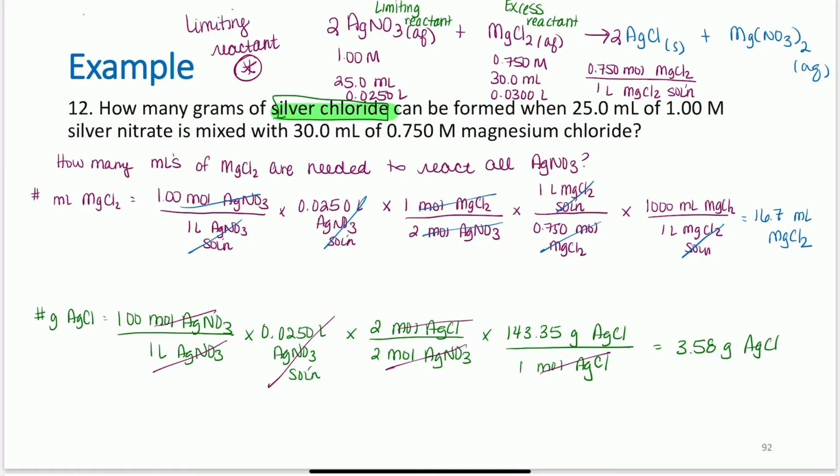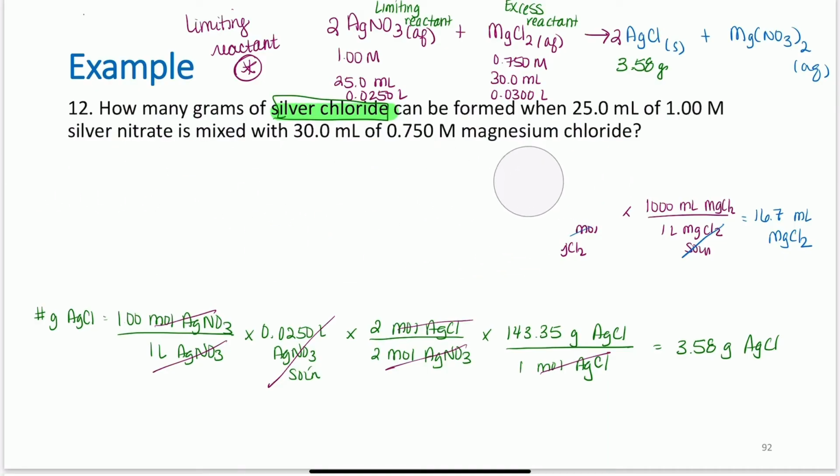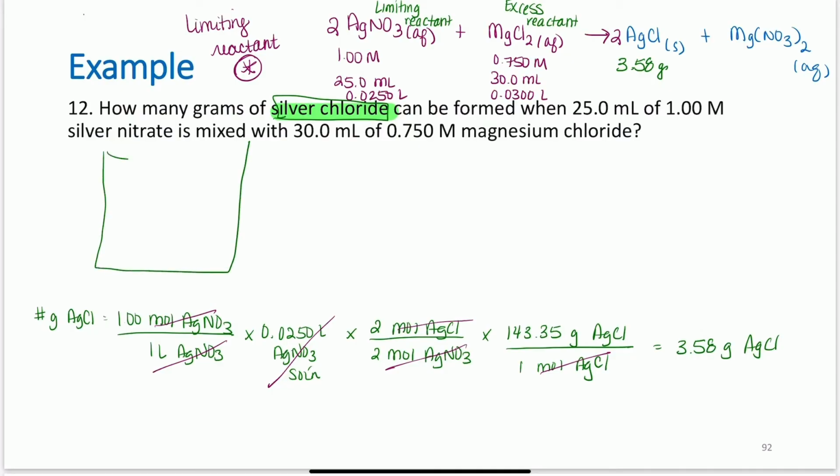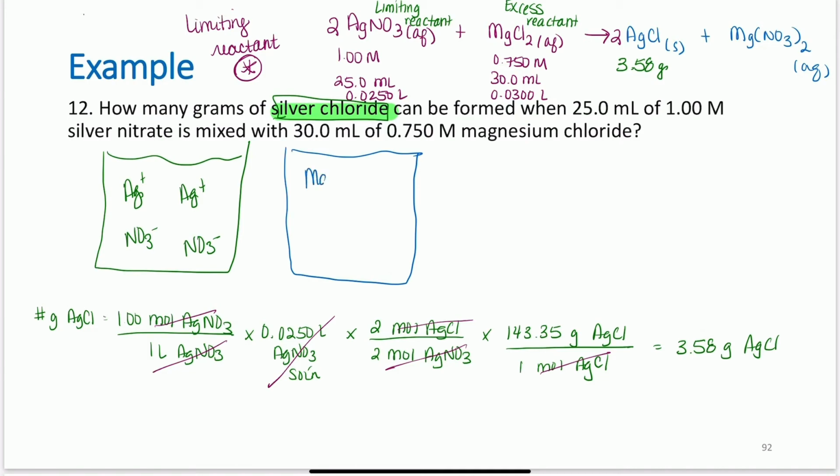So all of this math, all of this giant mess, all of this page means if I combine these things together, I should get 3.58 grams of this sample out. So again, if you wanted to picture how it's actually working, you've got a solution with silver ions and nitrate ions. You've got a second solution with magnesium ions and chloride ions.